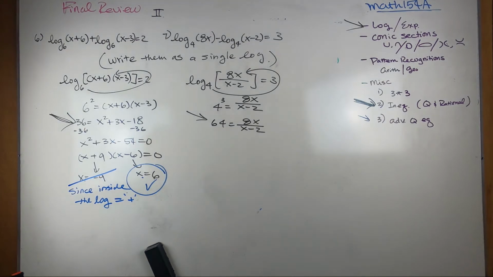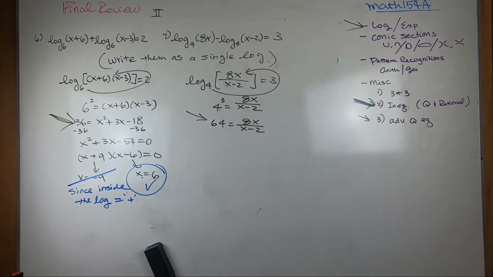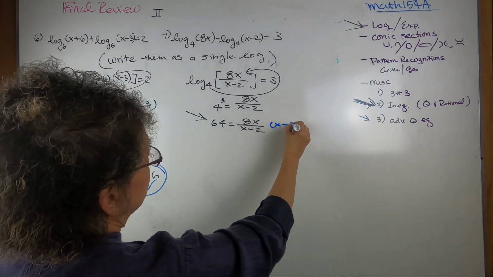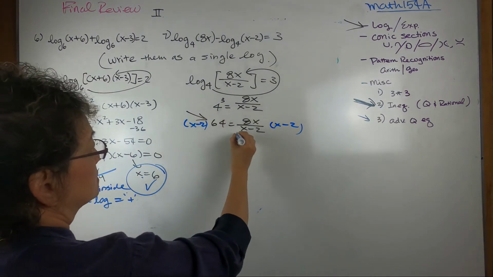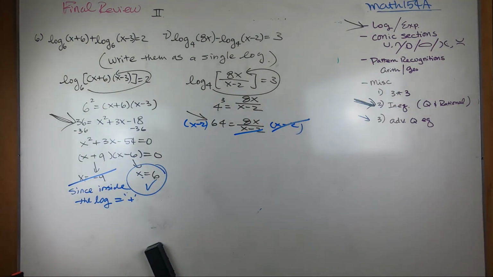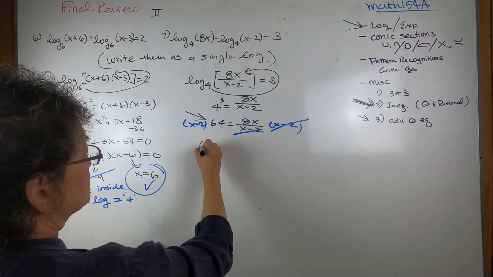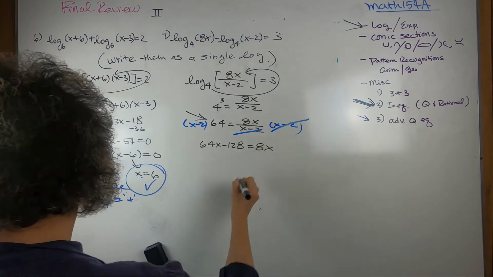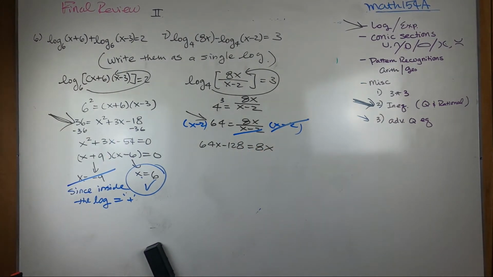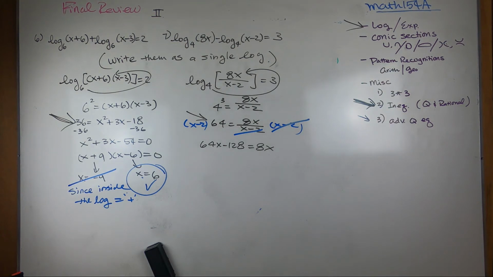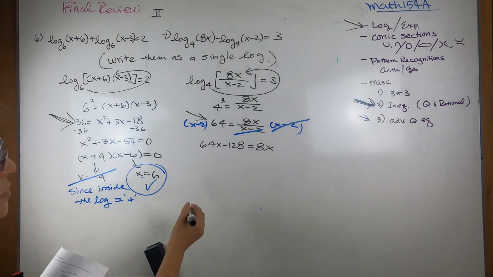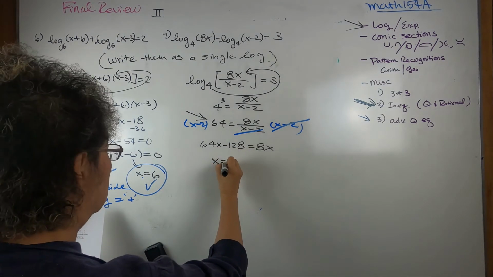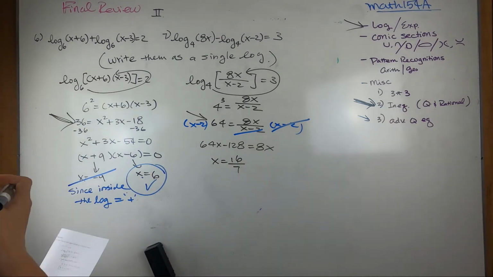Okay, so to solve the rational equation, what do we do? Get rid of the fractions, right? Then what do we have? 64x minus 128 equals 4x, right? Then you solve it. So then your x, you move x over, move 128 over. So your x is 16 over 7.